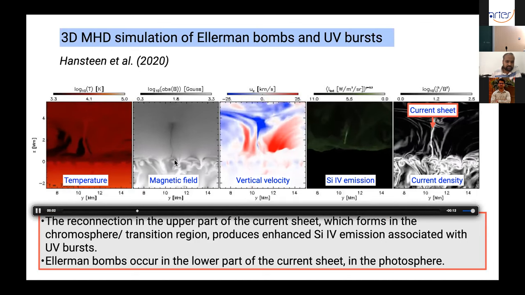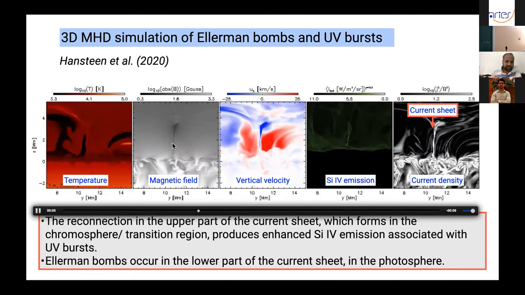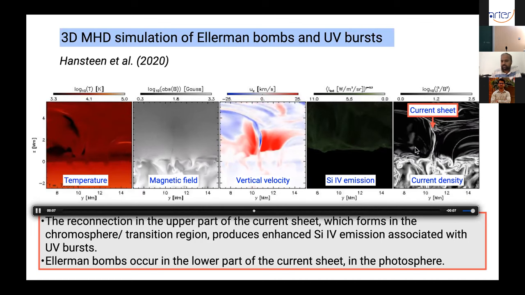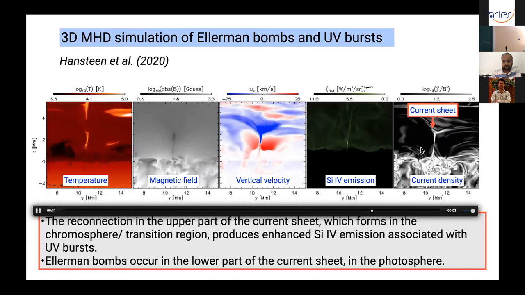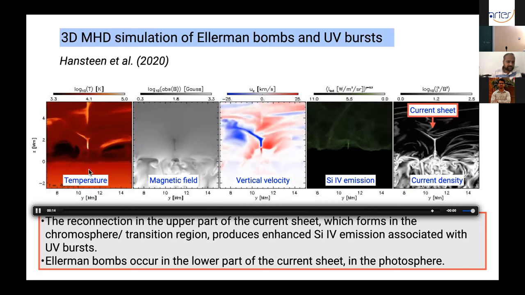So what is happening there, you see in the magnetic field, there's a magnetic null point here. And then if you see the current sheet, there's a high current density. So basically along this current density, at the magnetic null point, magnetic reconnection is taking place.